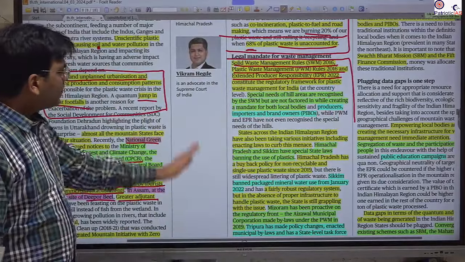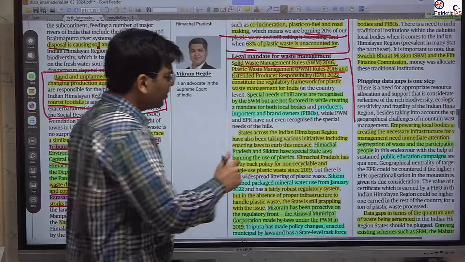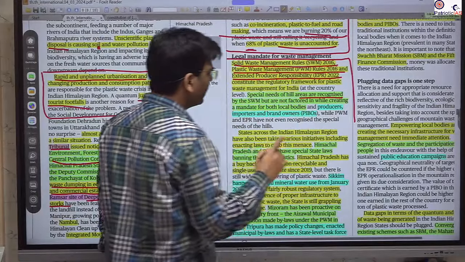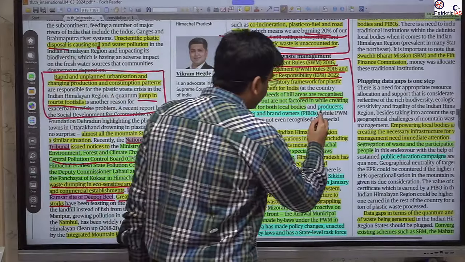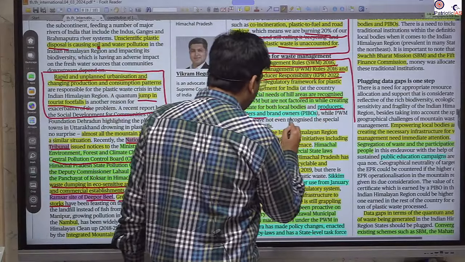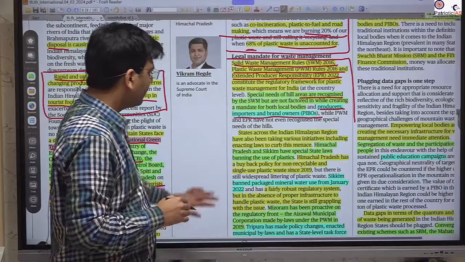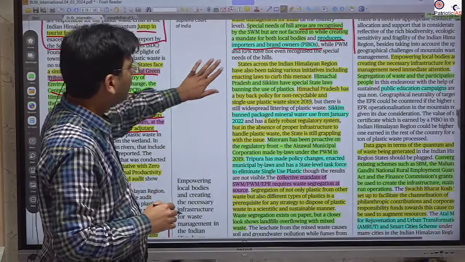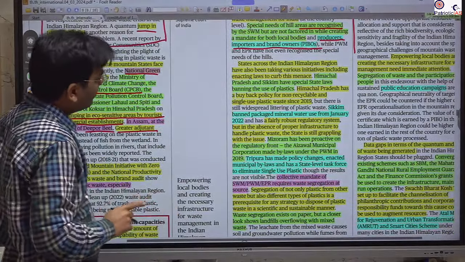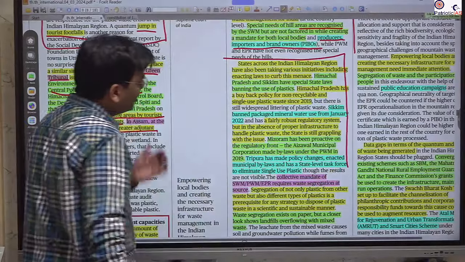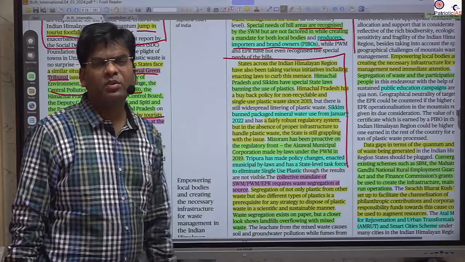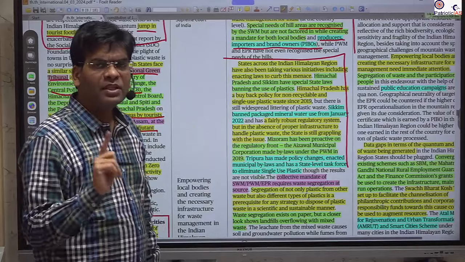But we need a special condition for the hilly area because the condition and infrastructure needed there is different. And yes, producers, importers and brand owners are given the responsibility beside the local bodies. And beside that, we have seen that different state governments have brought different bylaws and rules with respect to dealing with the waste management for the plastic.